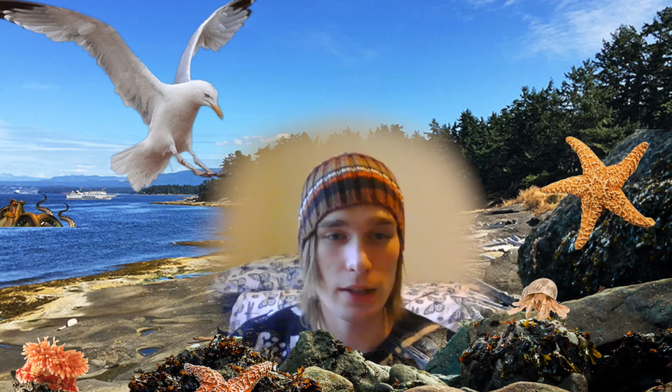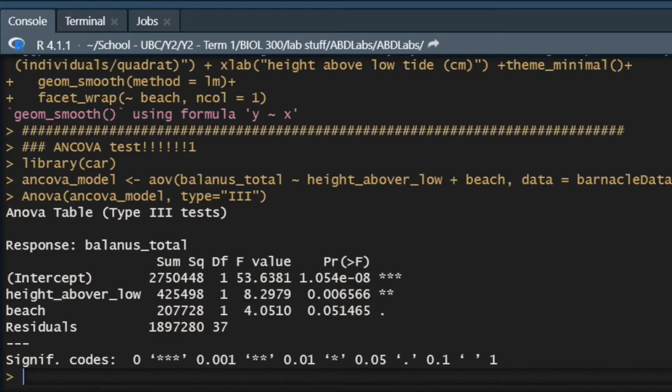If we look here, comparing the distribution between the two beaches, we can see we got a p-value of 0.0514, so that's just above 5%, so it's not low enough to be statistically significant.